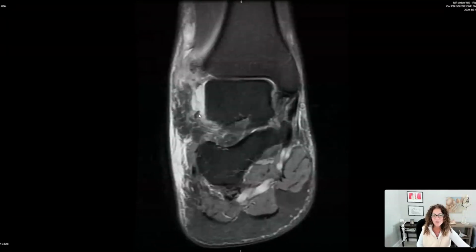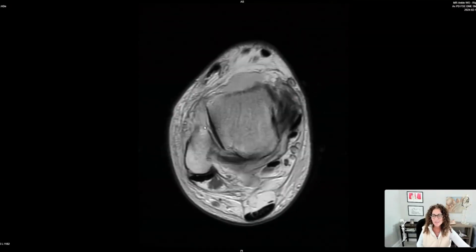There is another avulsion down here. Let me just take a look at that. And that's part of my ATFL avulsion.